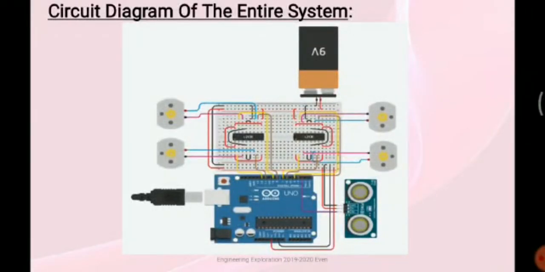Circuit diagram of the entire system. We have made this circuit diagram in Tinkercad. Considering our requirements and functions, we have included 4 DC motors, 1 Arduino Uno, and an ultrasonic sensor, and all these are connected to the breadboard and the power is supplied by a 9-volt battery.